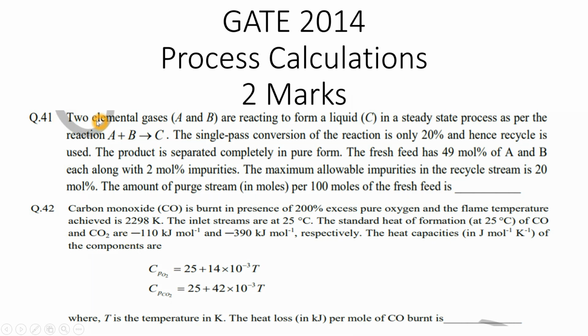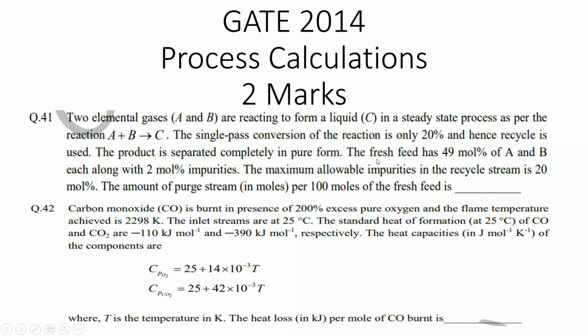Question number 41. Two elemental gases are reacting to form a liquid in a steady state process as per the reaction A plus B gives you C. The single pass conversion of the reaction is 20%, hence recycle is used. The product is separated completely in pure form.